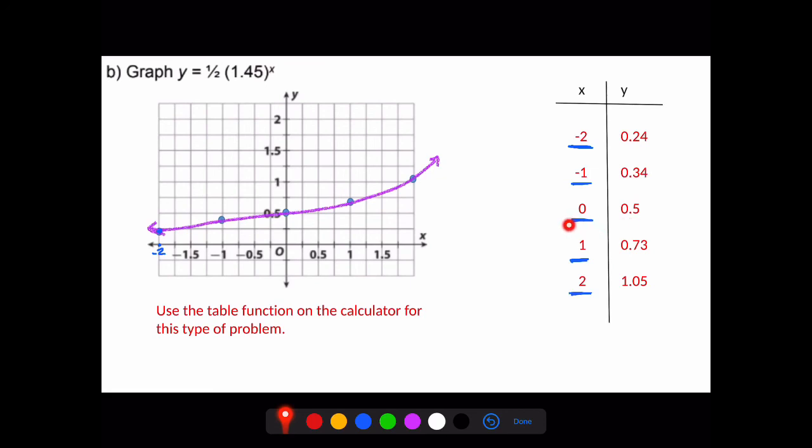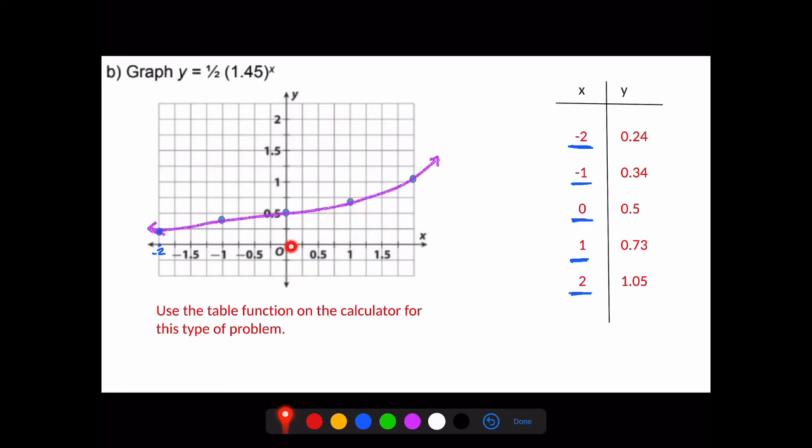Our next point is 0.5. So when x is 0, y is 0.5, or our a value. So I don't move left or right at all on my x-axis because x is 0. I go up 0.5, and I make my point. When x is 1, y is 0.73. So I move over 1 on my x-axis, go up 0.73 on my y.